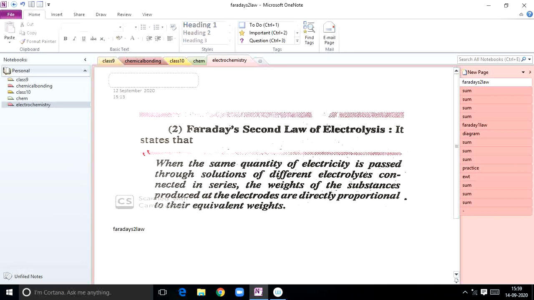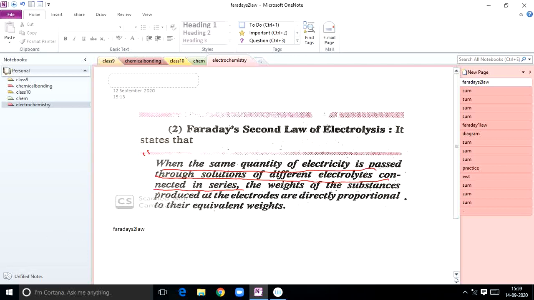When the same quantity of electricity is passed through solutions of different electrolytes connected in series, you have to connect all the electrolytes in series. First you take different electrolytes in different electrolytic cells, and pass the same amount of electricity through them. Then what will you observe?